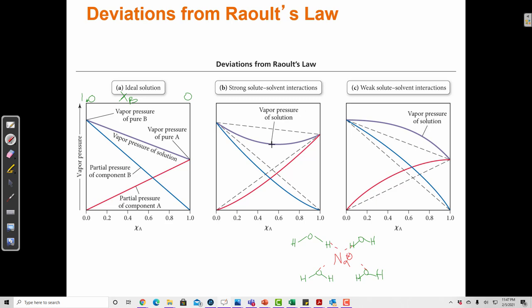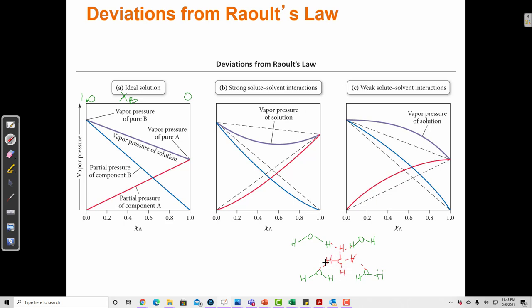So the vapor pressure of the solution is going to be lower than we would otherwise expect, because those particles are sticky. The water particles are now stuck to that ion, so they can't escape. So if they can't escape, then the vapor pressure is going to be lower than we would expect for an ideal solution. For a solution that has weak solute-solvent interactions, so if we replace the particle in the middle with something that's less polar, something like CH4, which wouldn't really be soluble in water in the first place.